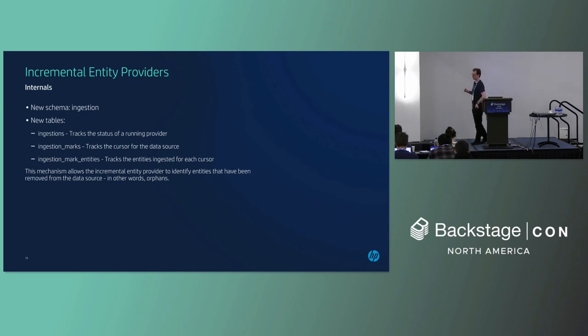This is how we accomplished splitting the difference between delta and full entity providers. We still needed a way to get rid of orphans. Tracking the state of the entity, so that we know whether it was still there on that last ingestion or not, is how we reached the point of being able to wipe out orphans in a way that's very similar to the way that a full mutation does with a regular entity provider.